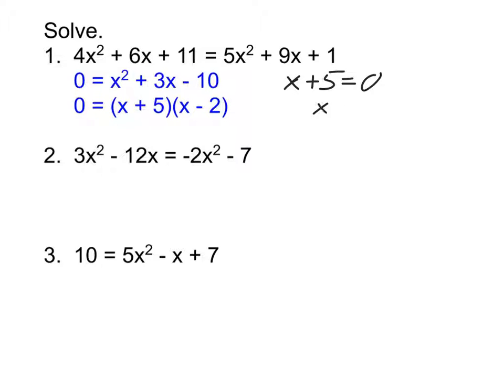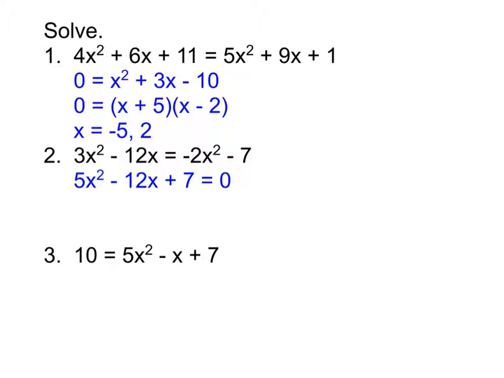So subtract 5 from both sides, x equals negative 5. And the same thing with the x minus 2, what makes it equal 0. And so in that case, we're adding 2 to both sides, so x equals 2. There's our final answers for that first one. Repeat the process for the second and third as well. Set it equal to 0, then choose your method and go from there.